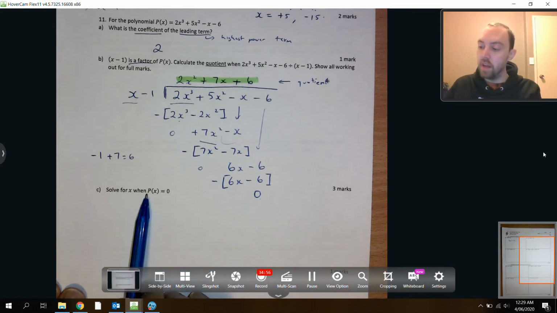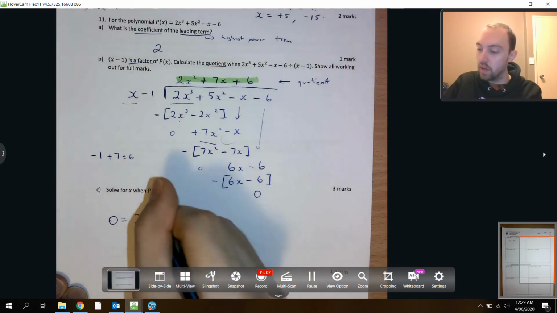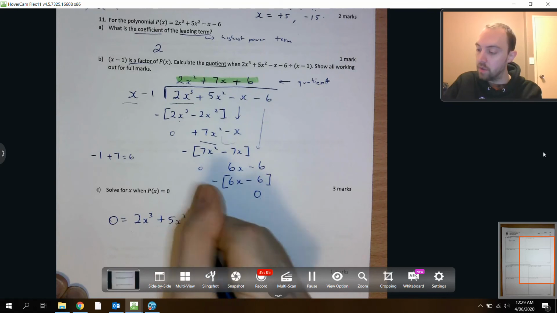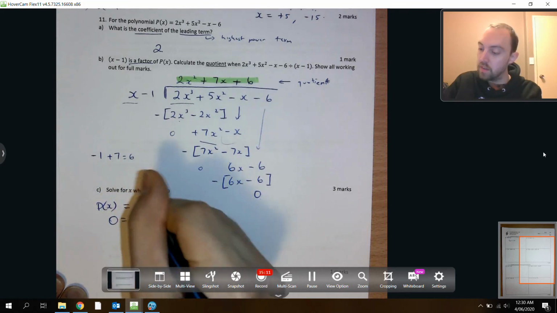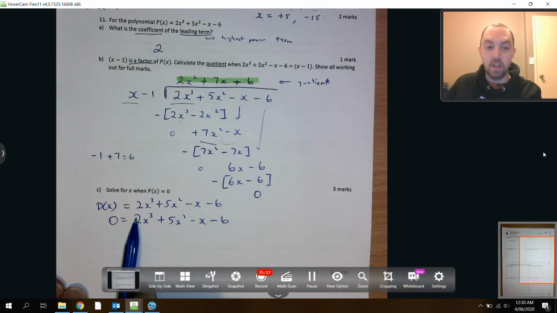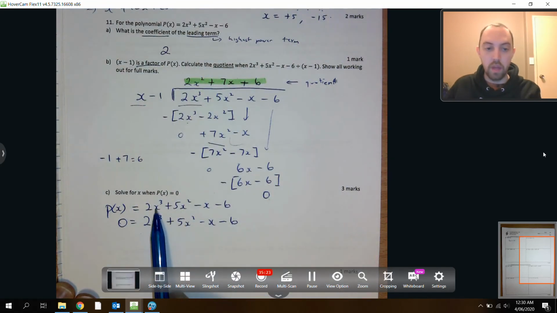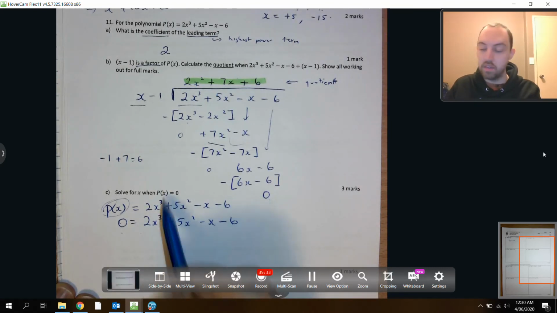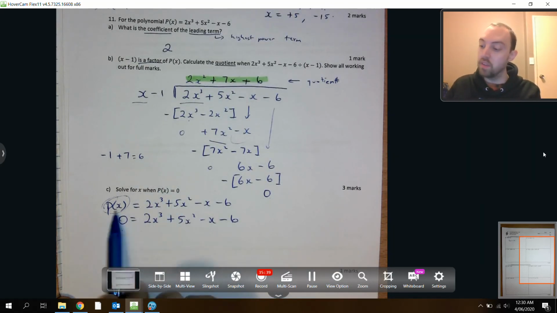Now, solve for x when p of x is equal to 0. So I've got 0 is equal to 2x cubed add 5x squared take x take 6. Remember that p of x is equal to 2x cubed plus 5x squared take x take 6. That's right at the beginning of the problem up here. But I'm told that p of x, this thing, is 0. I'm not told that x is 0, otherwise it would be inside the brackets next to p. I'm told that this whole polynomial is equal to 0.